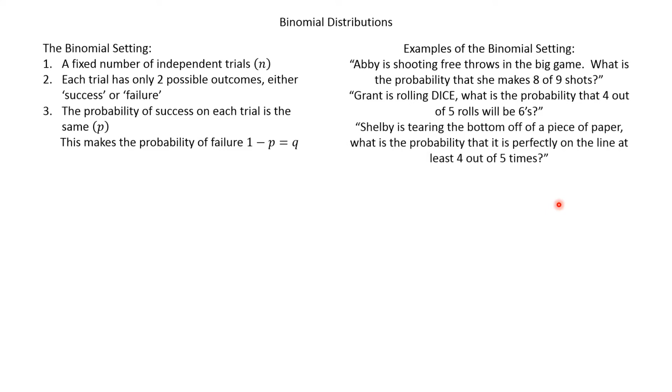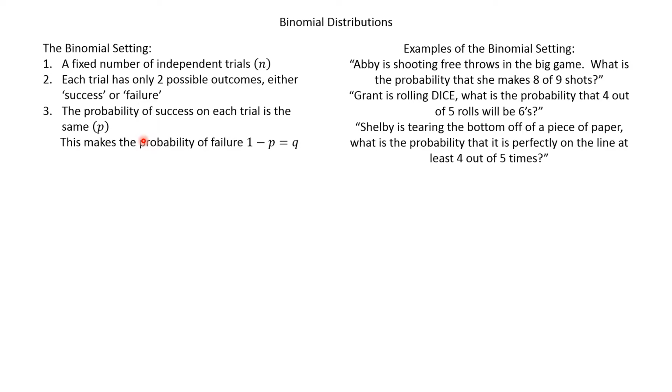And then lastly, Shelby's tearing the bottom off of a piece of paper. What is the probability that it is perfectly on the line at least 4 out of 5 times? So we have a fixed number of trials, 5. Each time should be independent. 2 possible outcomes, either it's perfect or it's not. And the probability of success each time should be about the same. And so this would be binomial.